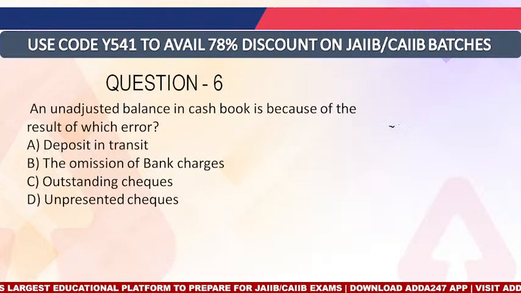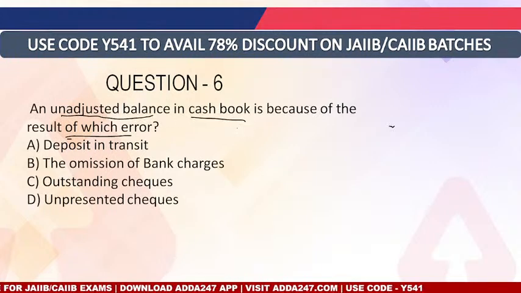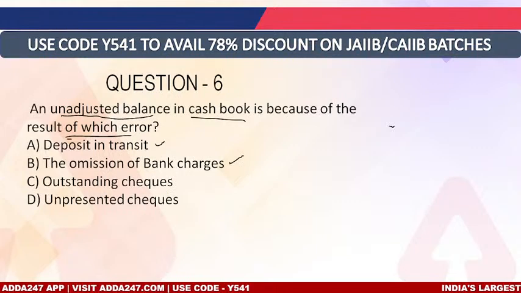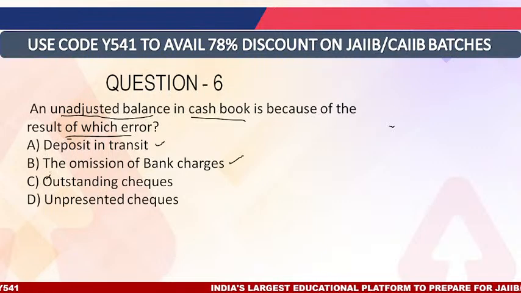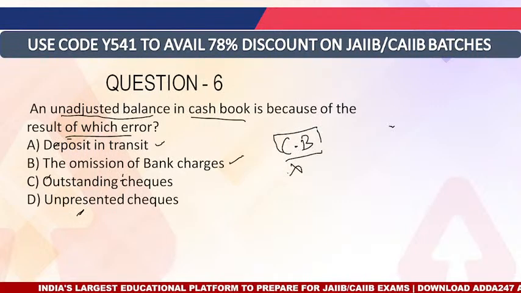An unadjusted balance in the cash book is because of the result of which error? If there is an unadjusted balance in the cash book, is it because of deposit in transit, or some omission in the bank charges, or okay, there are multiple areas in this particular question. The question says there's an unadjusted balance. There is a balance in the cash book. There's something that is there in the cash book which is not recorded.